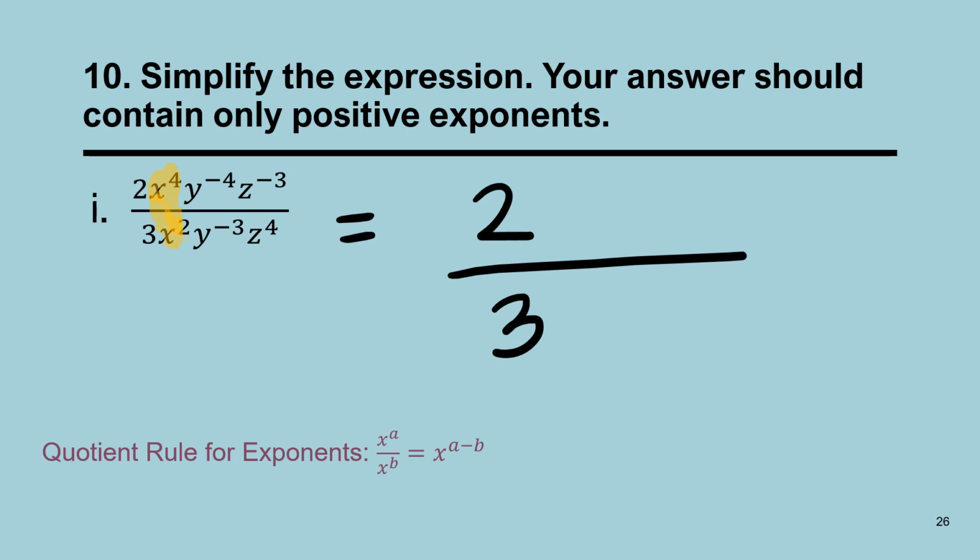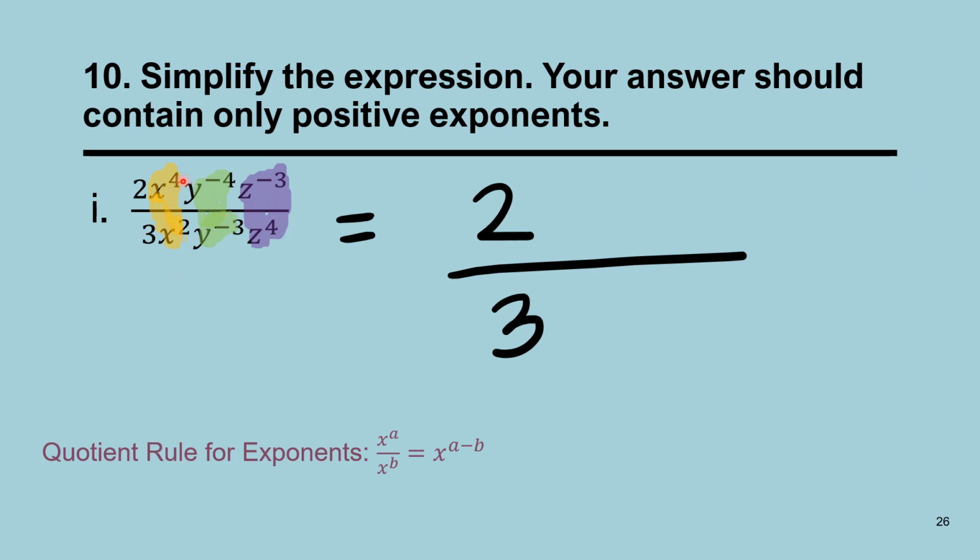So I've got the x's, then we've got our y's, and then we've got our z's on the end. We're just going to use the quotient rule for exponents on each of those.